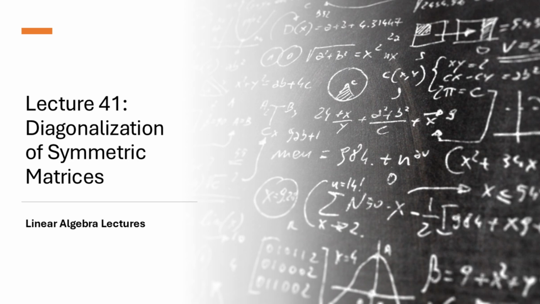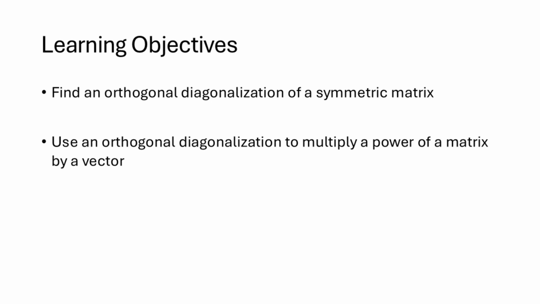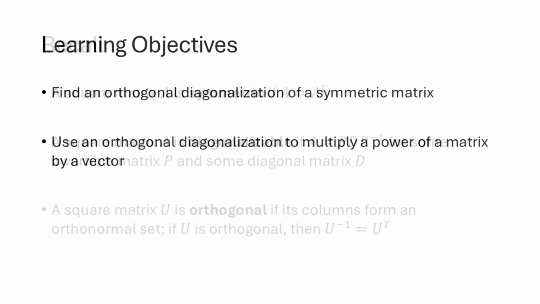Lecture 41, Diagonalization of Symmetric Matrices. Our objectives for this lecture are to find an orthogonal diagonalization of a symmetric matrix and use an orthogonal diagonalization to multiply a power of a matrix by a vector.